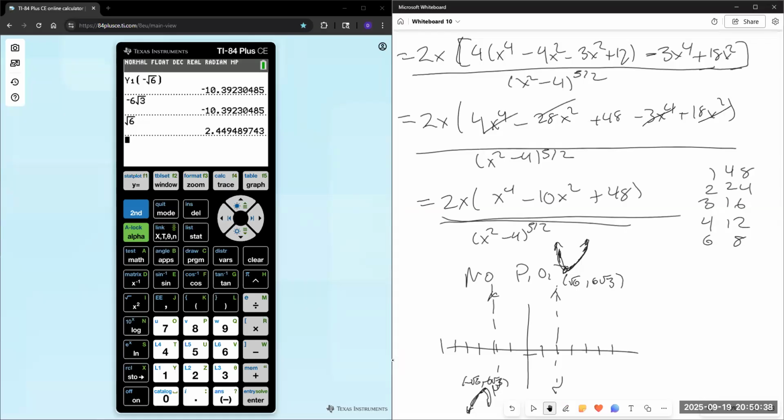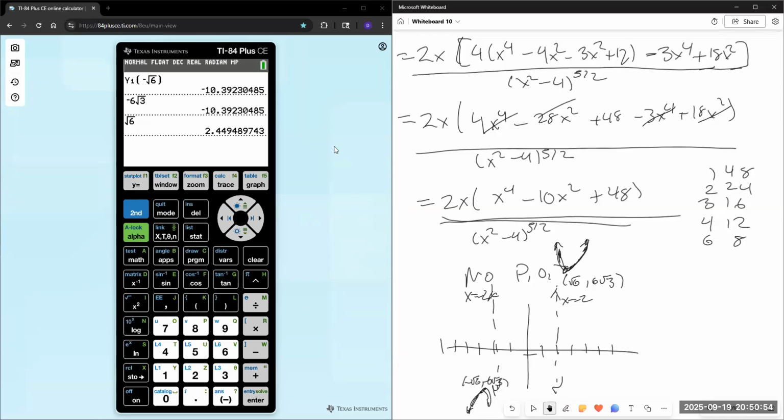I can't label an oblique asymptote, a slant asymptote, but I can label this is x equals negative 2. This is x equals 2. There's no horizontal asymptote, no intercepts. Let's move on to the next one.